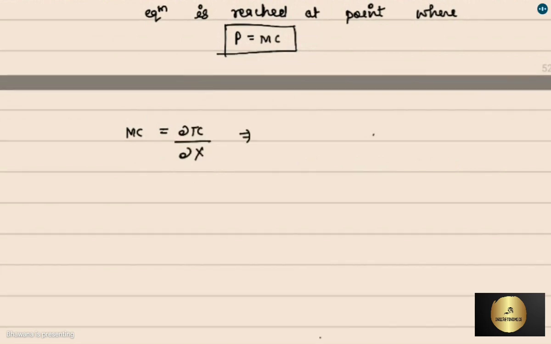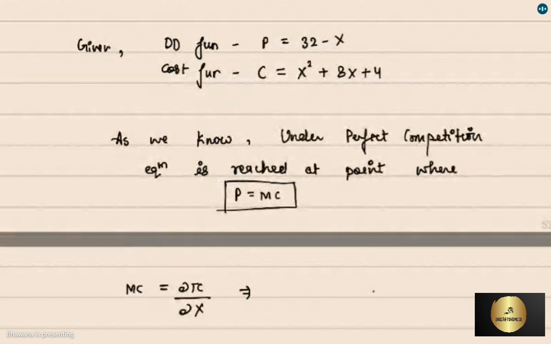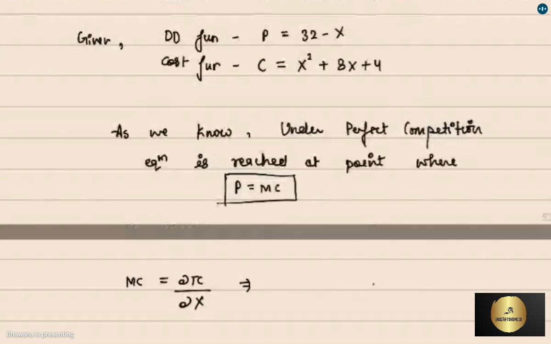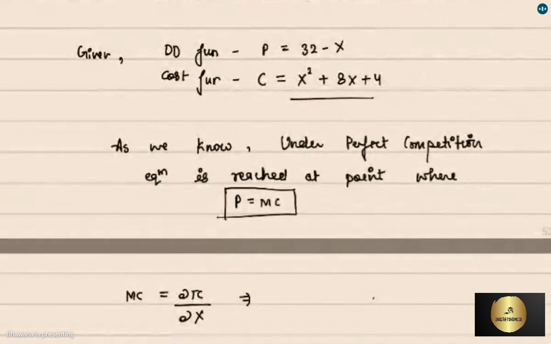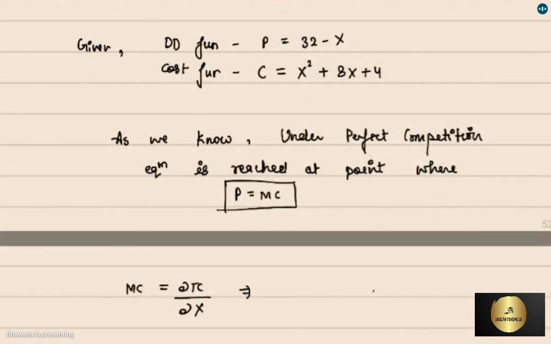Our total cost function is x square plus 8x plus 4, and it is in quadratic form, a second degree polynomial, so you will get a parabolic U-shaped curve. So you need to differentiate the cost function with respect to x to get the marginal cost.